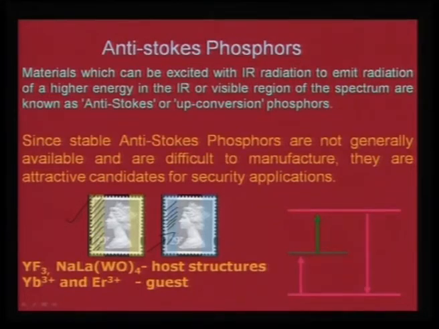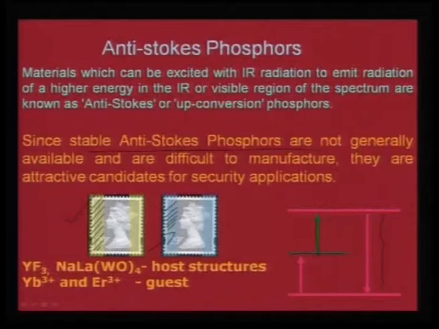So, what happens is you have an activator which takes it to this level, and there is another co-activator which will push it to this level. Therefore, the emission will actually be a 2 photon emission against 1 photon that you are giving. So, this is called up conversion phosphors.